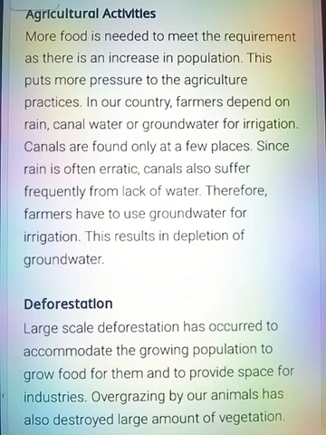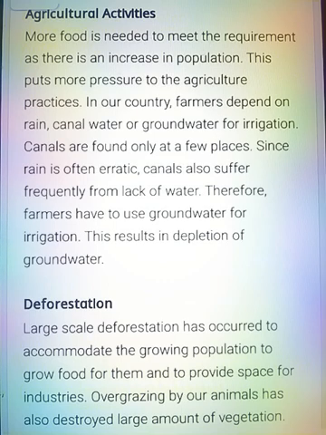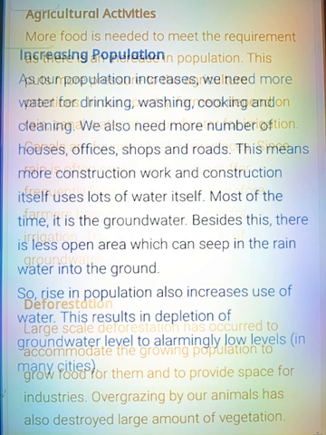Deforestation. Large-scale deforestation has occurred to accommodate the growing population, to grow food for them and to provide space for industries. Overgrazing by our animals has also destroyed a large amount of vegetation.